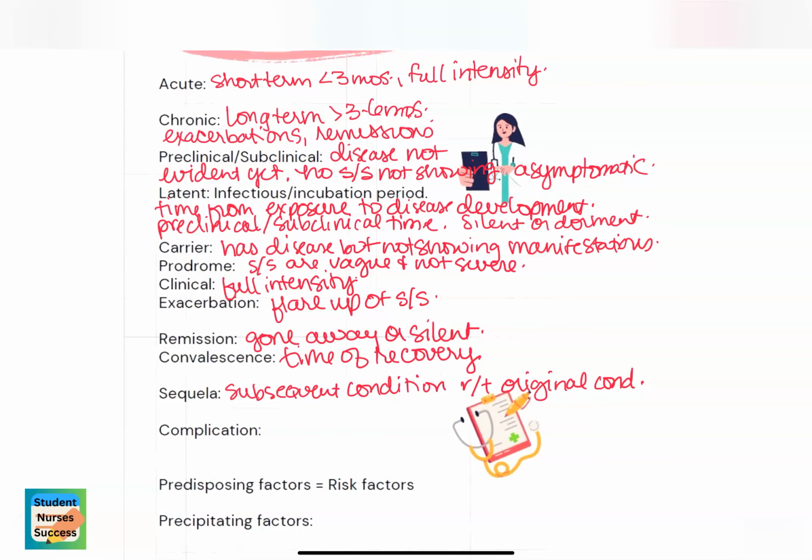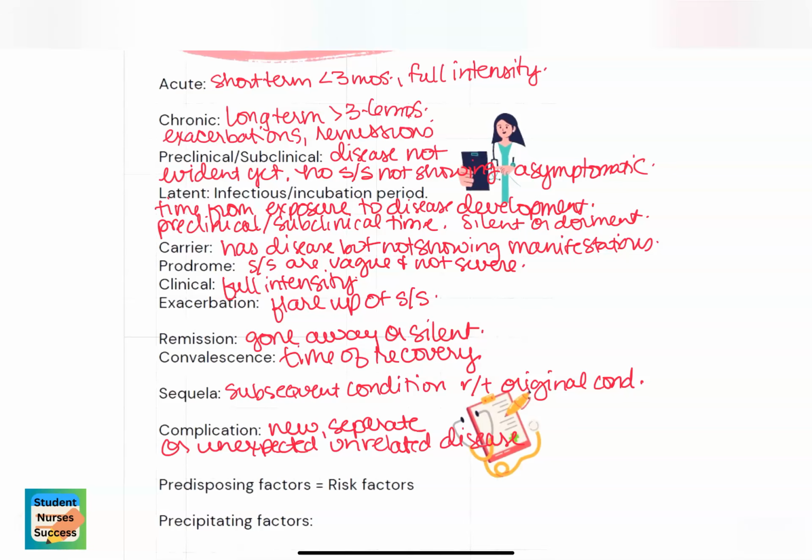Now, a complication is a development of a new, separate, or unexpected condition or disease, and even unrelated. So let's say you broke your leg and you had to lay in bed for a long period of time because you broke your leg and you developed the complication of pneumonia, which is not really related to your broken leg. It's a separate new condition because of the broken leg.